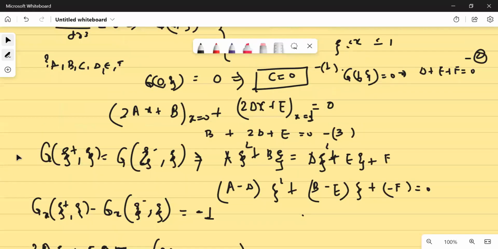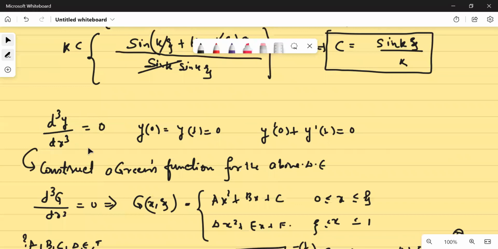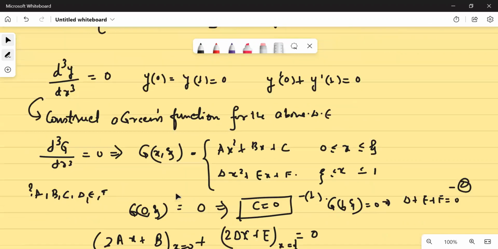Again, I'm resuming. So we were doing this question in the previous lecture. We were trying to construct a Green's function for this particular problem, that is d3y upon dx3 equals 0, such that y(0) equals 0 and y(1) equals 0, and given that y'(0) plus y'(1) equals 0, we wanted to construct a Green's function for the same. We know that the Green's function would be some quadratic function, because if you integrate it thrice, you will get this kind of function.